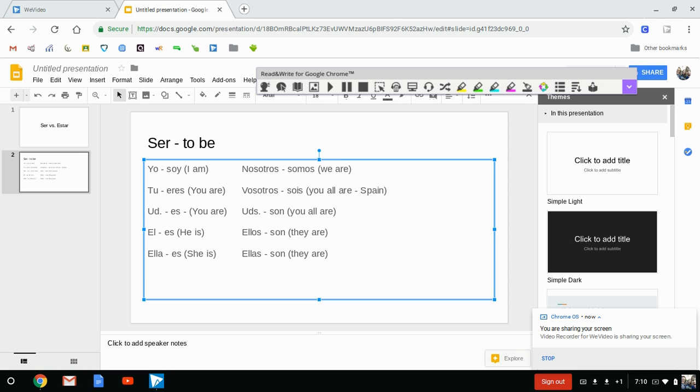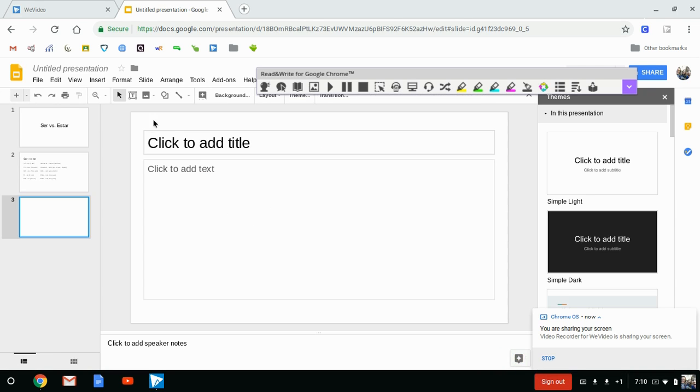So that's where you're going to start with that flower. Yo on one side, soy on the other. Tú on one side, eres on the other. Usted, él, and ella all together on one side, es on the other side. Nosotros on one side, somos on the other. Vosotros on one side, sois on the other. Ustedes, ellos, and ellas, all three together on one side, and son on the other. All right, so those are your conjugations for ser.